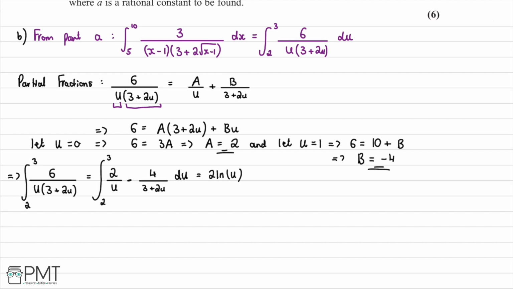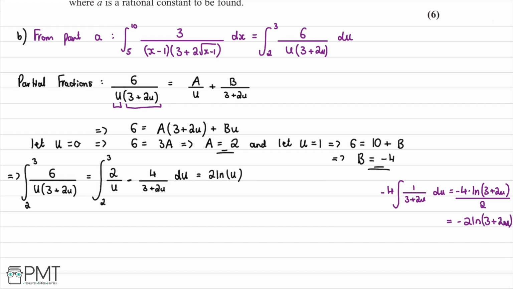So then for this second term, I'll just write it off to the side here. We're going to have the integral of negative 4 multiplied by 1 over 3 plus 2u du. And what's this going to be equal to? So it's going to be equal to negative 4, and then we multiply that by ln of 3 plus 2u. And then we must also divide by 3 plus 2u differentiated, which is equal to 2. So therefore, that's going to be equal to negative 2 ln 3 plus 2u.